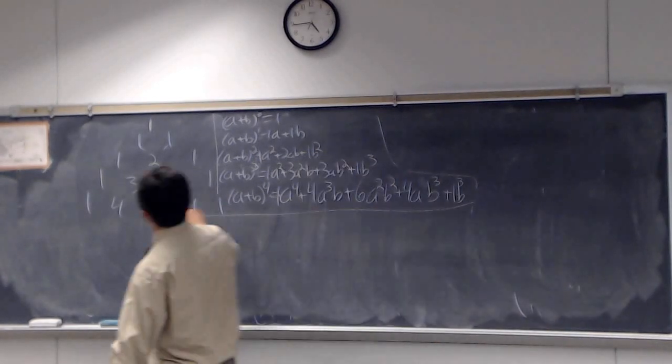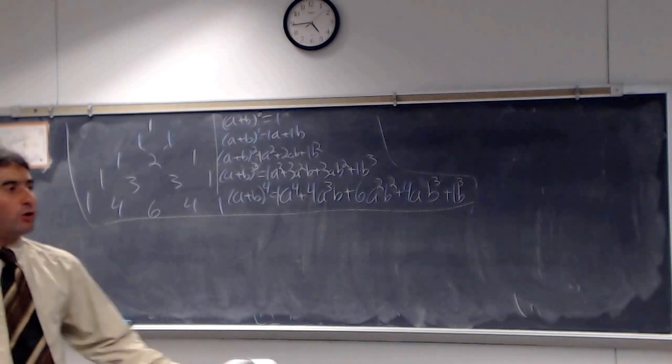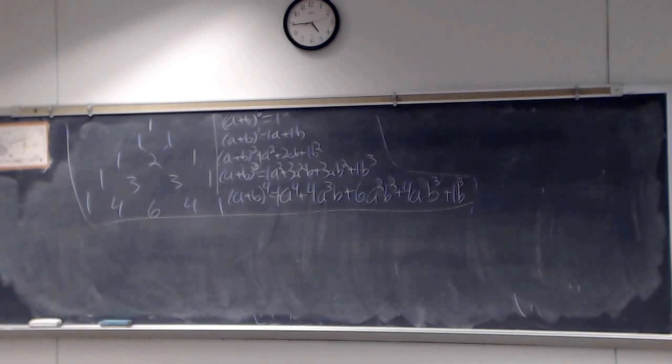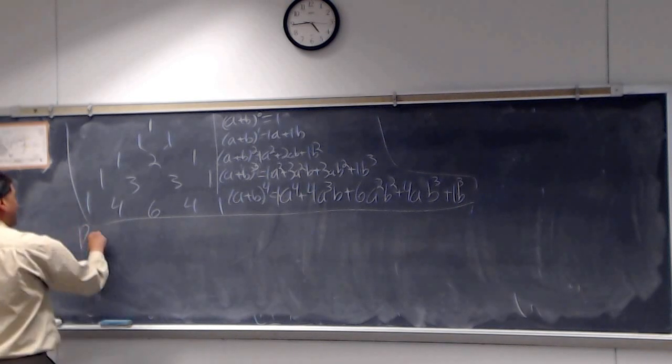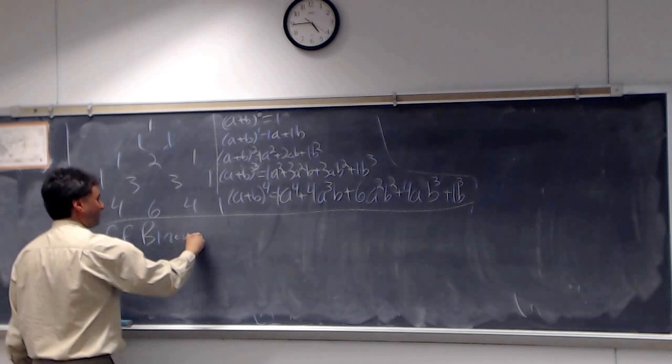And this is called Pascal's Triangle. So it's related to the binomial coefficients. The way you can actually get those coefficients is from Pascal's Triangle. So let's prove the binomial theorem, or the binomial formula.